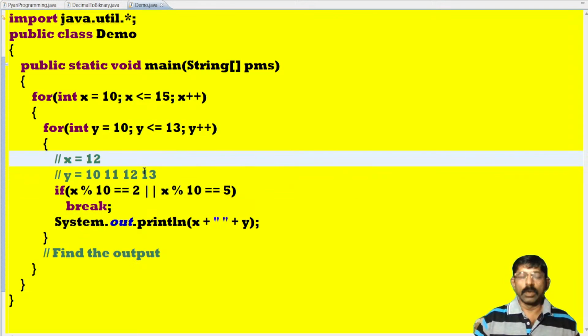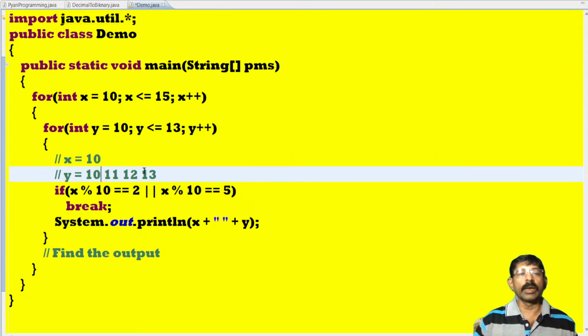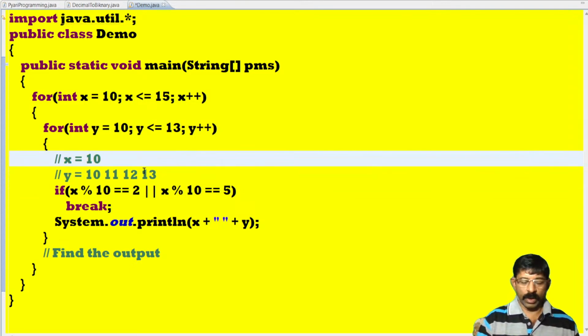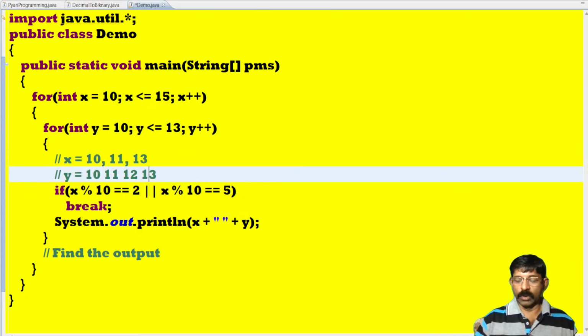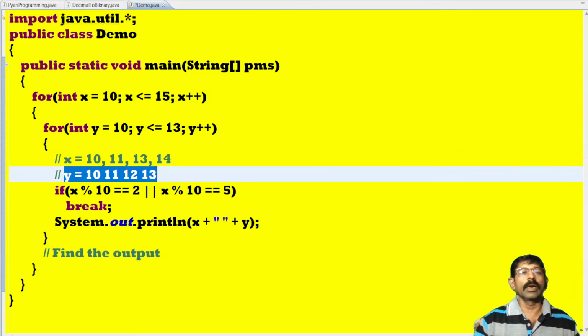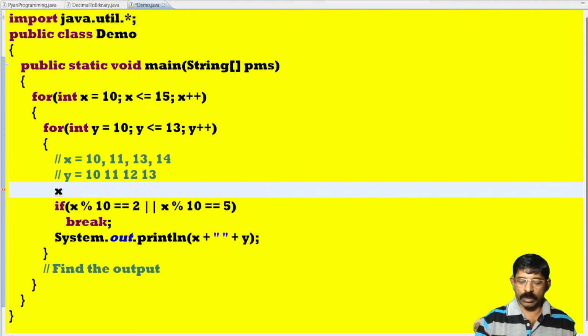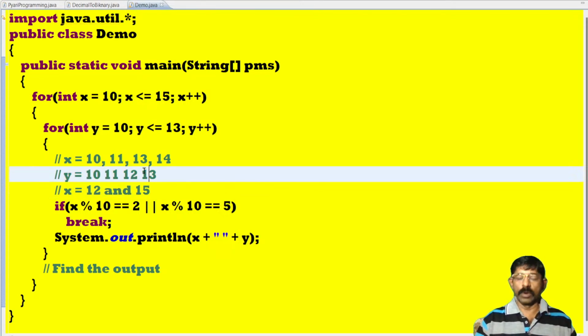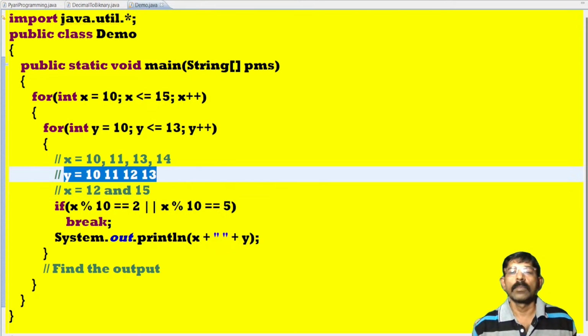That means when x is 10, it will iterate 10 to 13. When x is 11, it will iterate 10 to 13. When x is 13, it will iterate 10 to 13. When x is 14, it will iterate 10 to 13. But when x value is 12 and 15, it will not iterate. Understood?